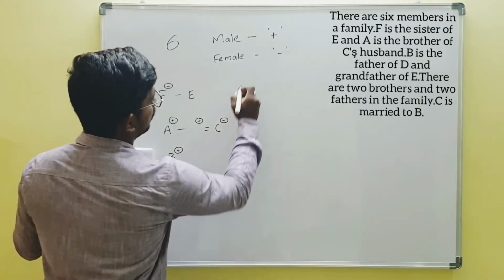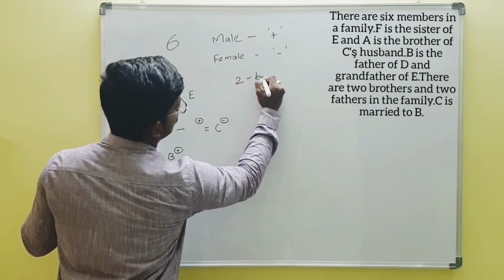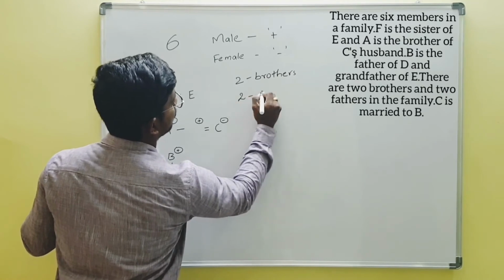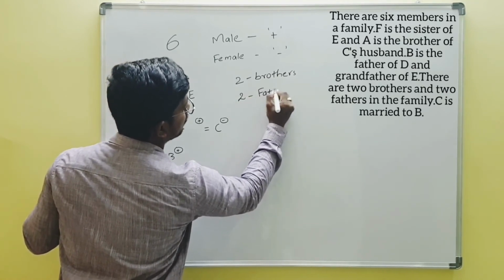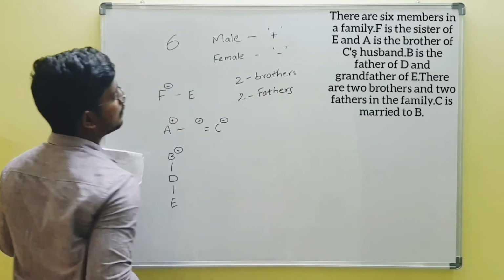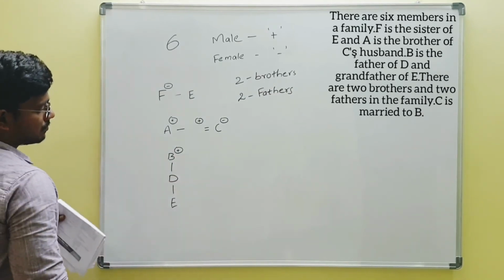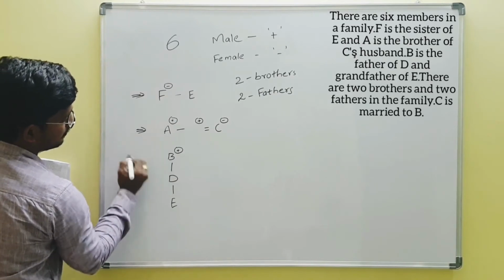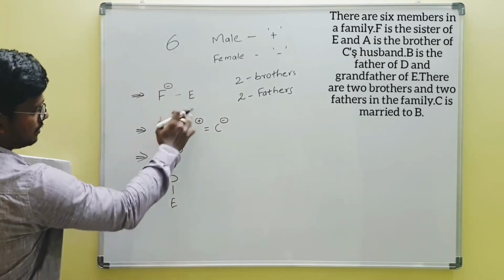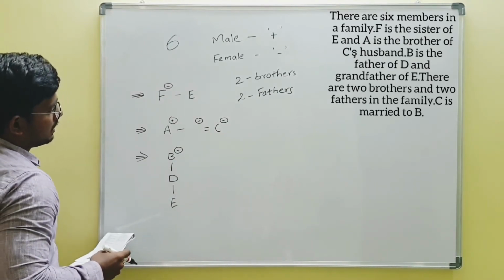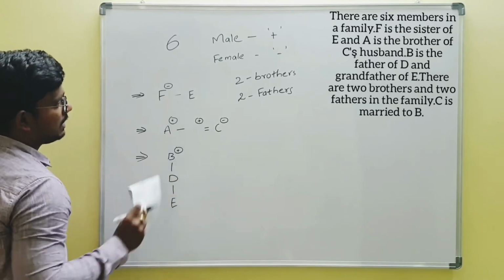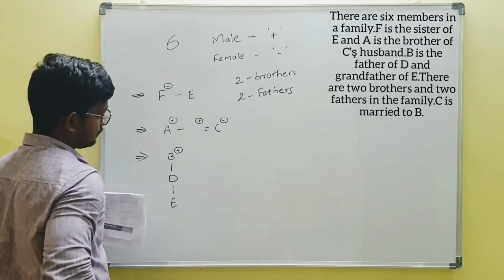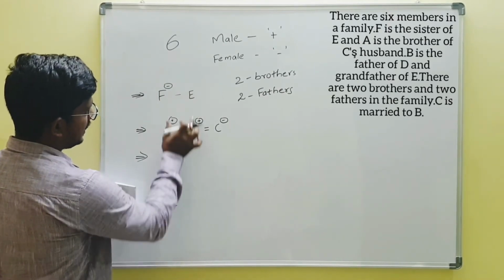It is given that two brothers and two fathers are there in the family. See, these are the statements I have observed. So 3 are taken. See, entire family they have only 6 members. Okay. See, here I can relate it with F.